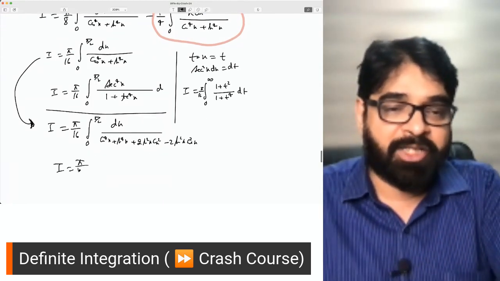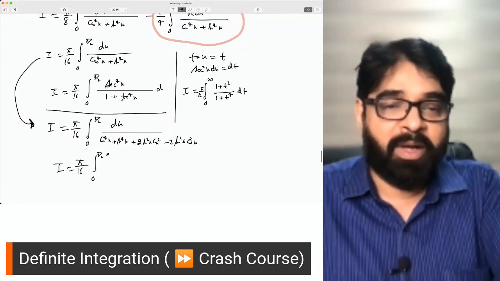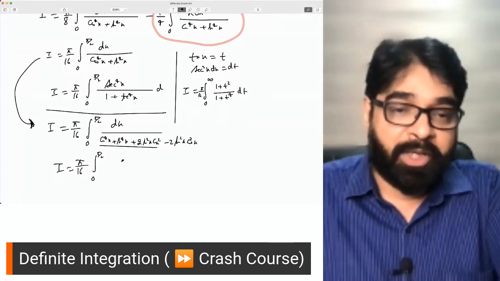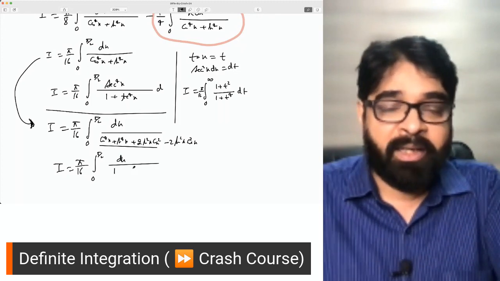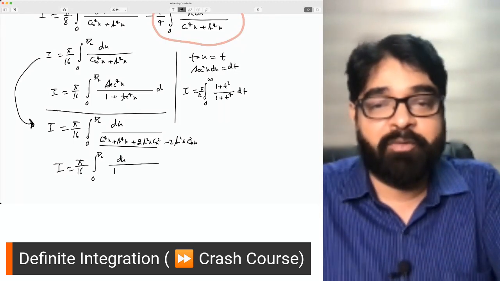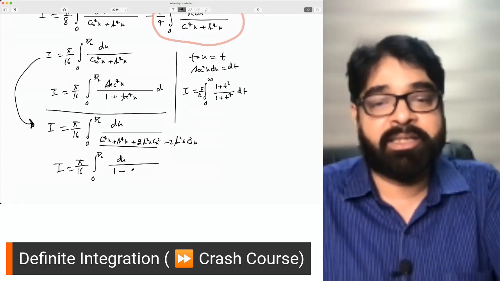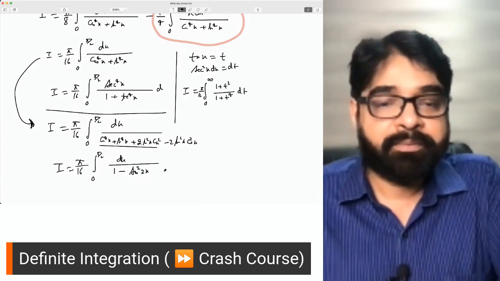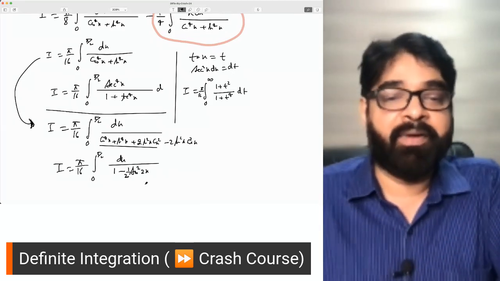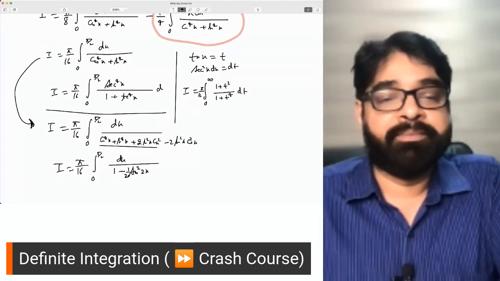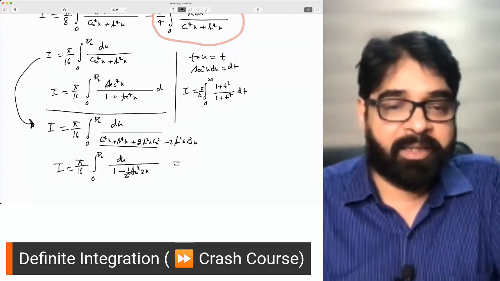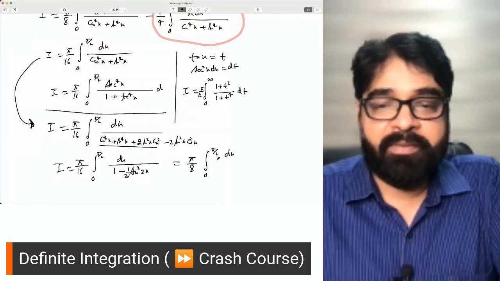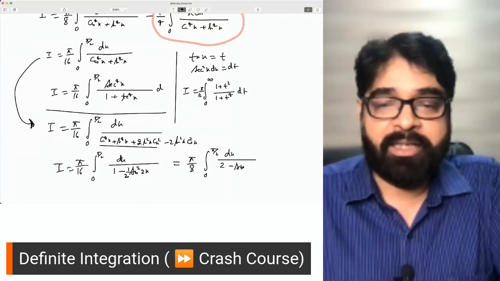So I equals pi by 16, integral 0 to pi by 2. Watch carefully. The denominator is nothing but (sin square x plus cos square x) whole square, that is 1. So dx divided by 1, and here I can multiply and divide by 2, so this will become 4 sin square x cos square x, which is 1 minus sin square 2x by 2, sorry. I multiply and divide by 2, no? Now it's done. Take the LCM and you will get pi by 8, integral 0 to pi by 2, dx divided by 2 minus sine square 2x.